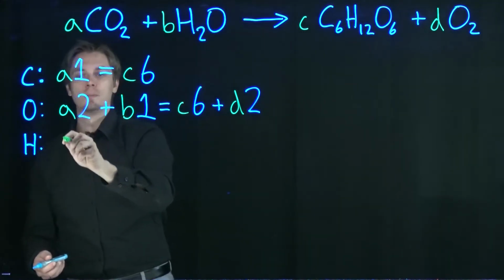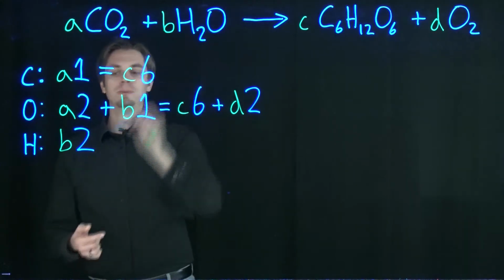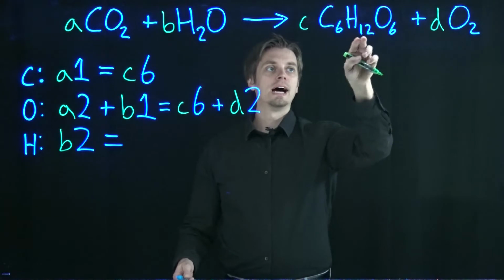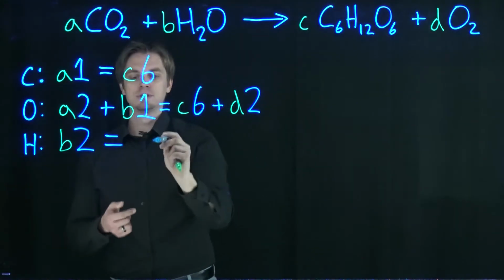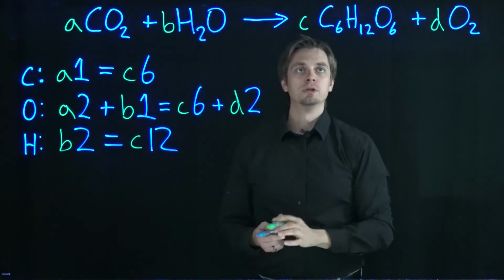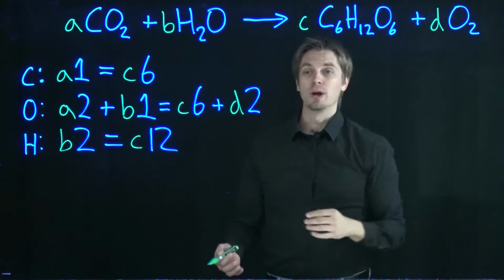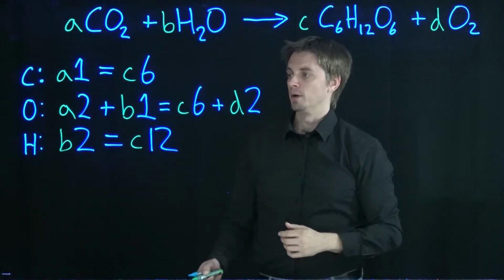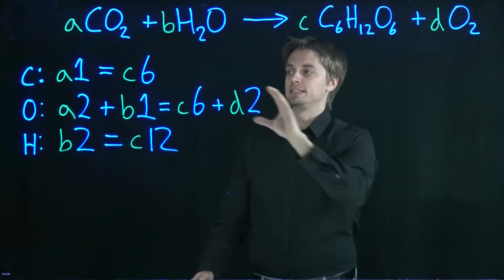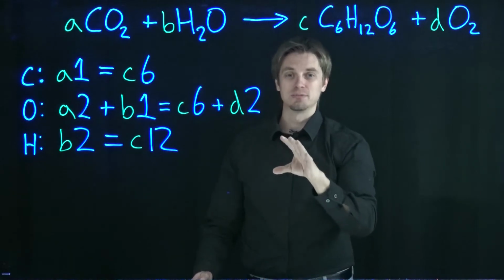Hydrogen's only showing up in the first term here. So we're going to have 2 times B hydrogen atoms. And over here, we're going to have 12 times C hydrogen atom contributions from the glucose. And again, carbon dioxide and oxygen obviously don't have any hydrogen, so they're not going to contribute here. So what we've done here is we've used each one of the atom types to set up a separate algebraic equation that must be satisfied.